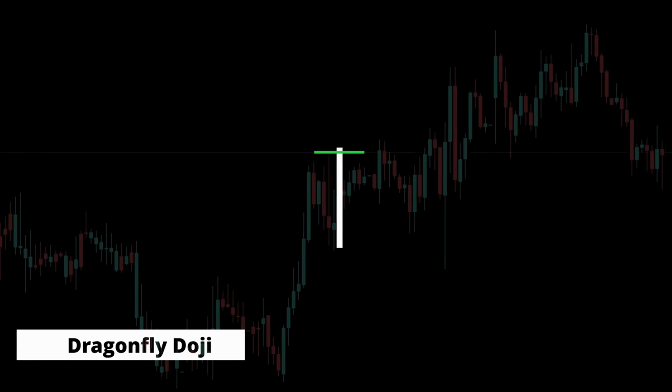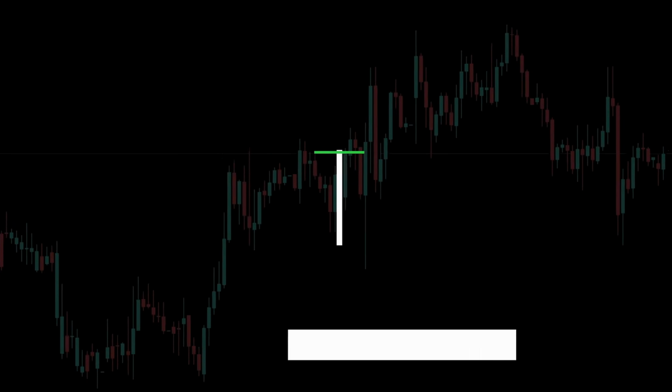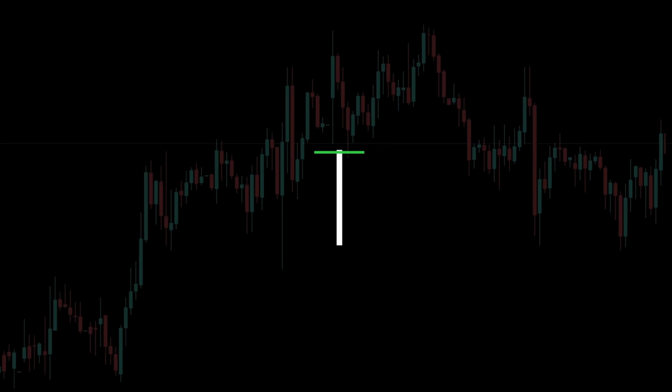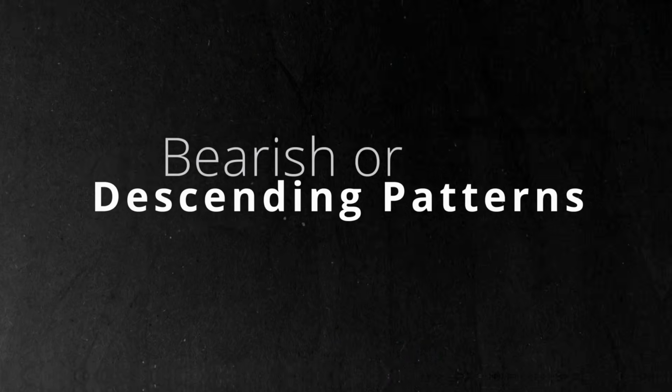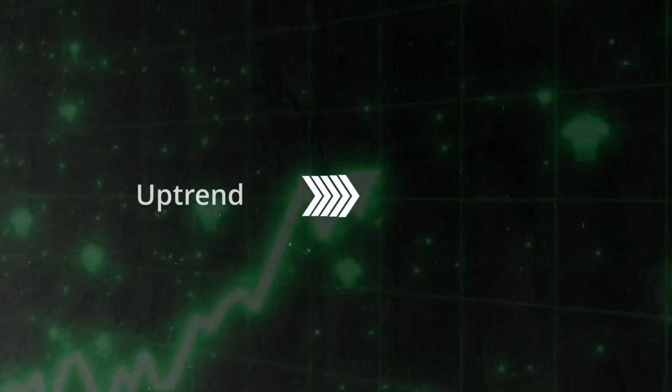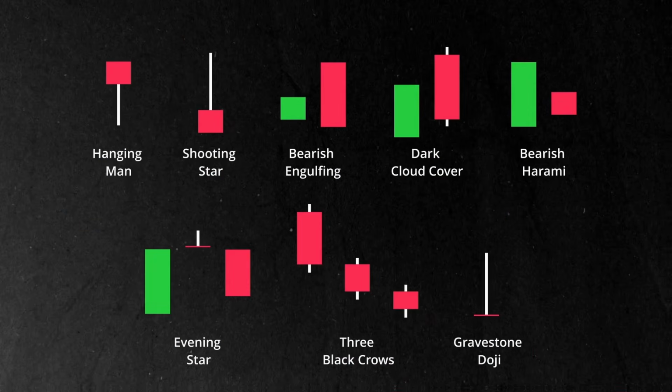Dragonfly doji. Long lower shadow and a very minimal body. The price dropped but then came back up. Potential reversal from a significant support level. Bearish or downward patterns work the opposite way. They appear when a trend is exhausted and suggest entering a short position on a reversal into a downtrend.